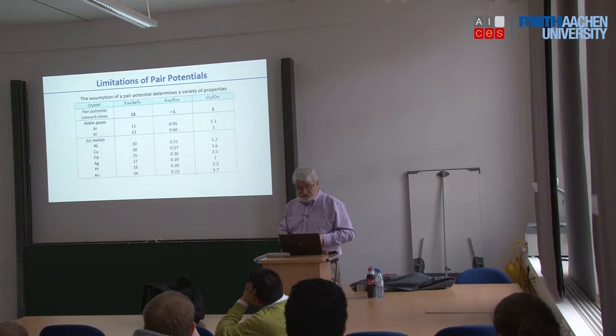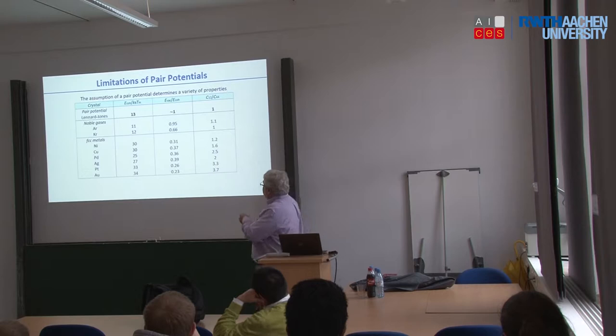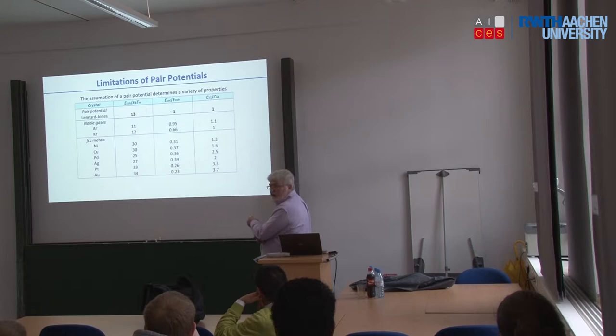So here are some noble gases. Don't worry about what these numbers particularly are. This is some cohesive energy. For argon and krypton in these units, the value is 11 or 12. For FCC metals, the value is about 30. And lo and behold, Lennard-Jones is about 13. So you can see it's doing a reasonably good job here. It's doing a lousy job there.